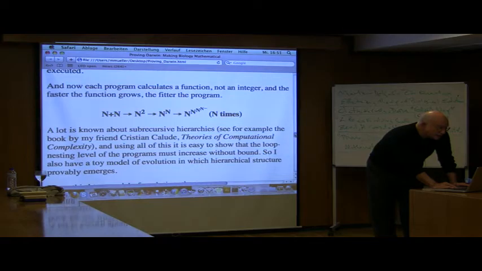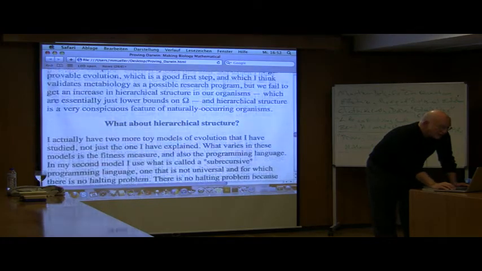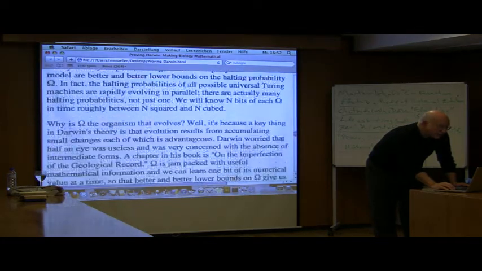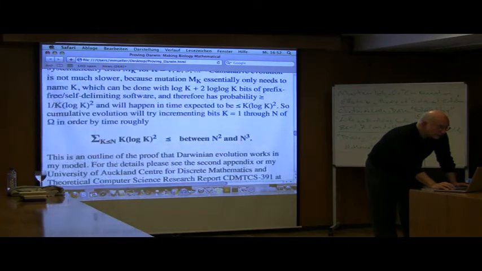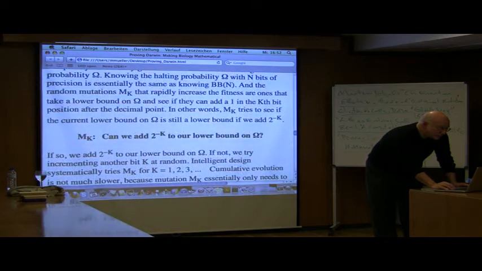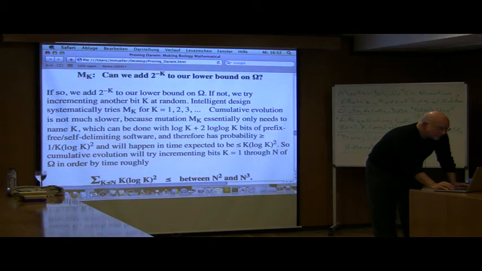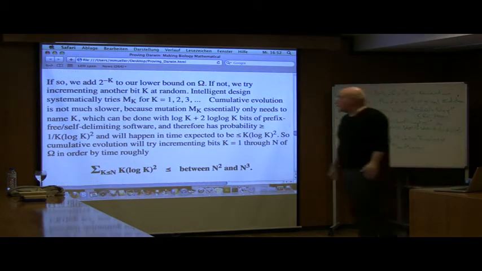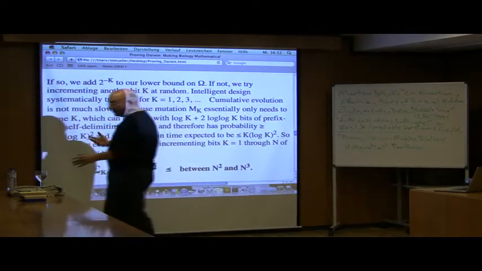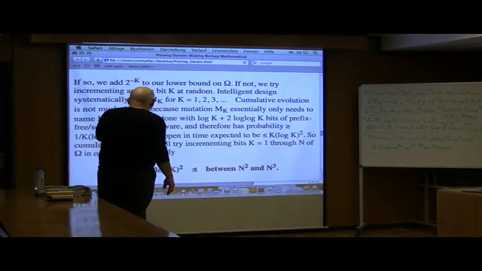Okay, so here is the last piece of the argument. We're going to have to estimate how quickly we're going to get M1 and then M2 and M3. So here is the argument, which is pretty simple. Here is the same mutation. Remember M sub k? Here is the estimate of how long it'll take to try M1 and then M2 and M3 if you're just picking the mutations at random.